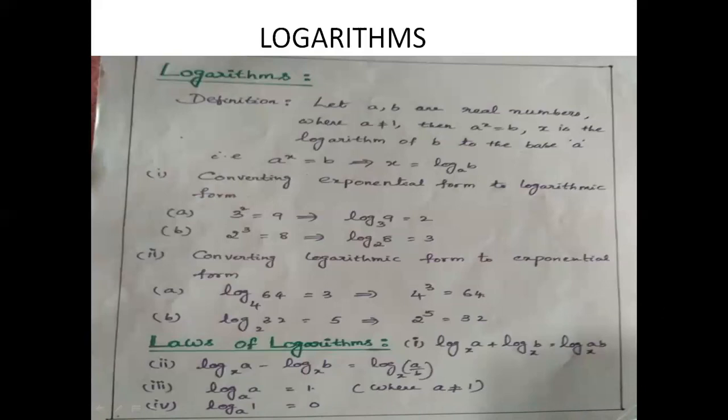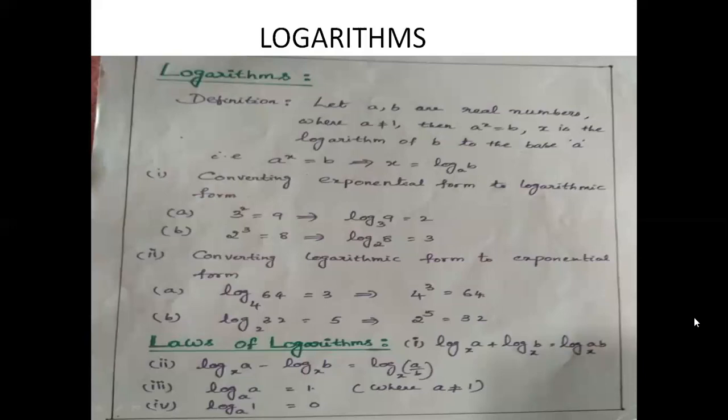Now, the laws of logarithms. Like in exponents, how you have laws of exponents, the same way you have the laws of logarithms also. The first law of logarithm: log a to the base x plus log b to the base x is equal to log ab to the base x. The second law of logarithm: log a to the base x minus log b to the base x is equal to logarithm of a by b to the base x.